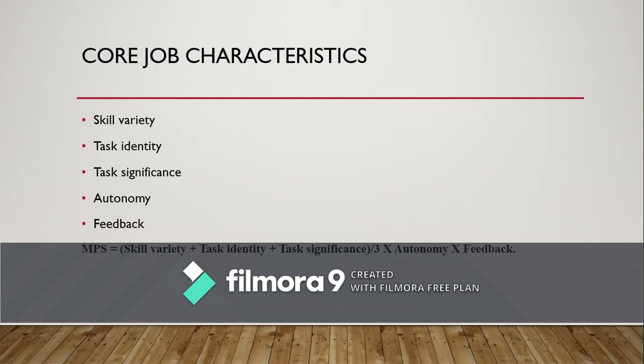And MPS is nothing but motivation potential score. How an employee is motivated is measured using this formula: skill variety plus task identity plus task significance, divided by 3, into autonomy and feedback. This is how the motivating potential score is calculated. So in the previous class we discussed all these things.